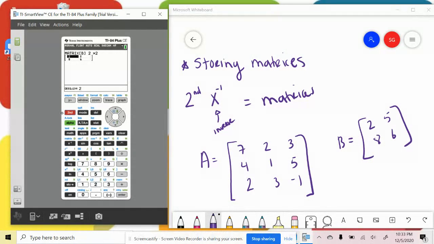So I'm going to go back to my home page. Second mode, there's a quit right here that takes you back to the home page. Let's say I want to recall these. Let's say I want to do 2 times A. That's my goal. I'm going to do 2, and then let's recall it. Second matrix. I'm not going to go to edit because I'm not editing it. I'm just pulling up that name. A, enter. Whoa, there's my answer.